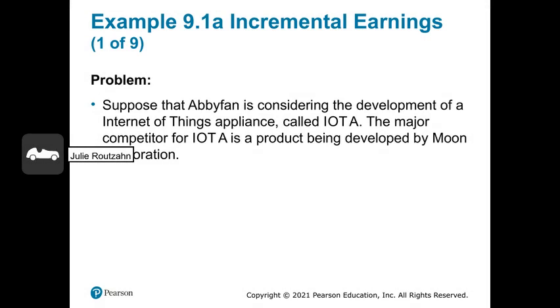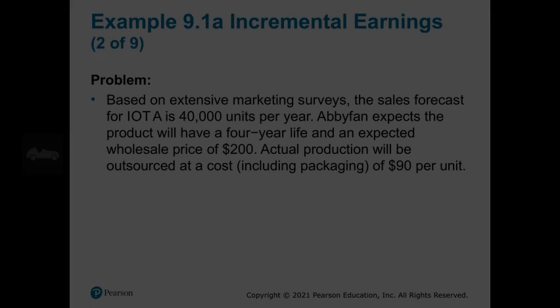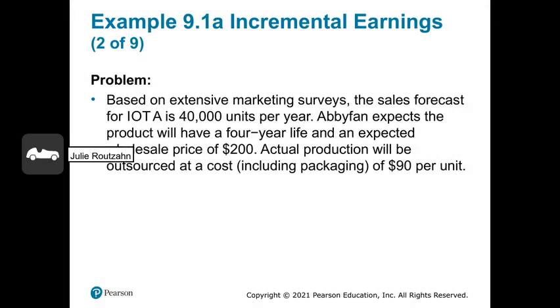Over the next 9 slides, we'll work through an example here. So suppose ABFan is considering the development of an Internet of Things appliance called IOTA. The major competitor for IOTA is a product being developed by Moon Corporation. So based on a bunch of marketing surveys, the sales forecast for IOTA is 4,000 units per year.